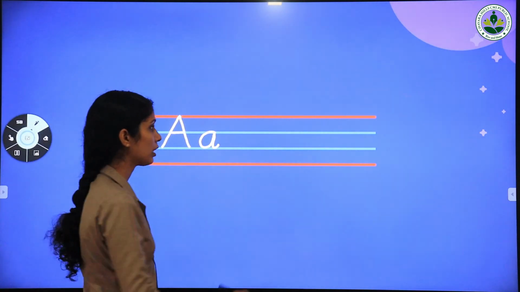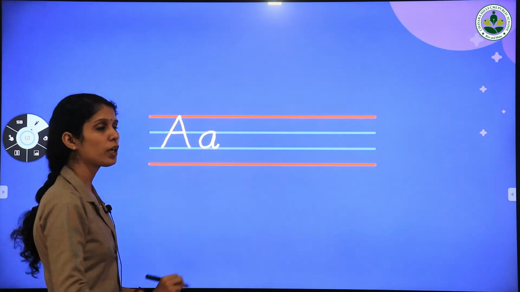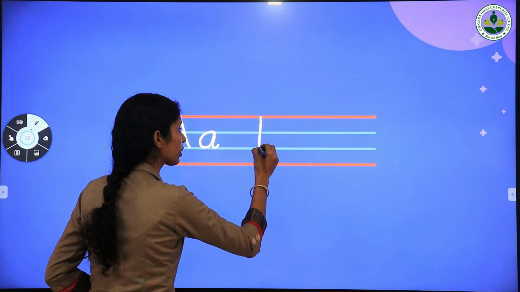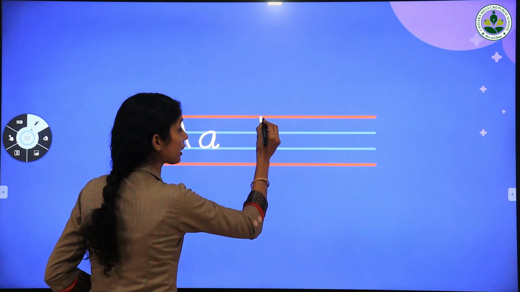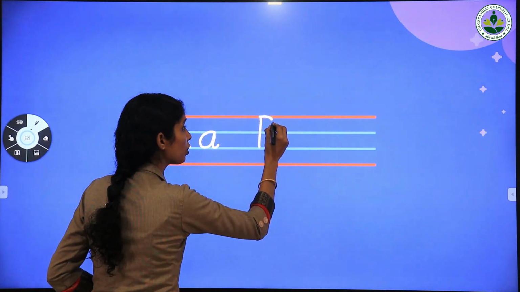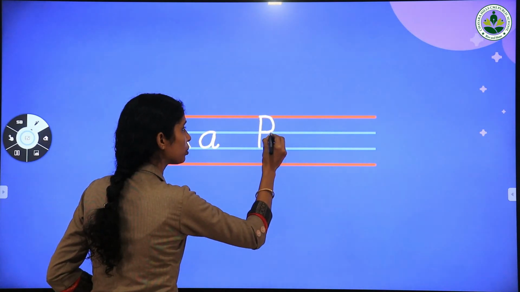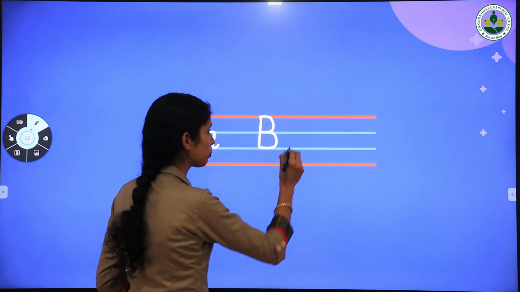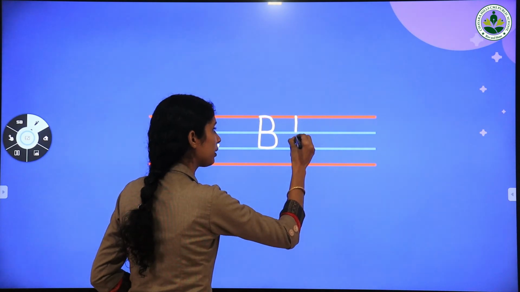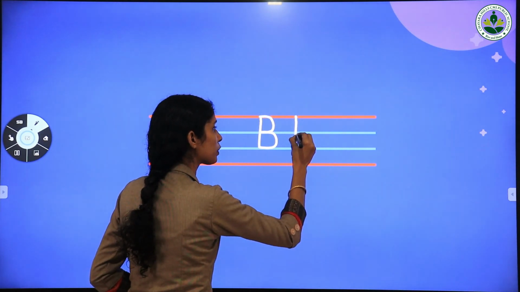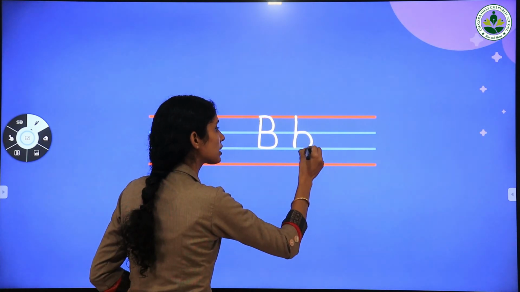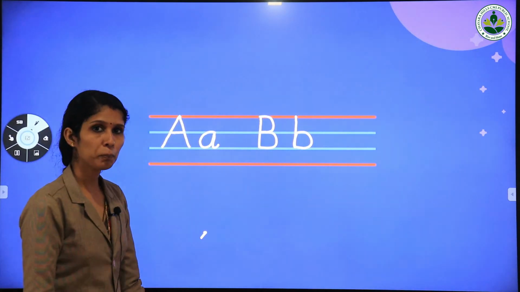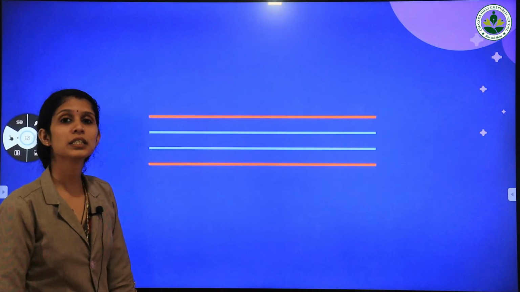And our next letter, capital letter B and small letter B. First we draw a big standing line, then draw two curves from red line to blue line and again blue line to the second blue line. It's capital letter B. For small letter B, trace a big standing line, then a curve starts from the first blue line to the second blue line. Which letter is this? Yes, small letter B.